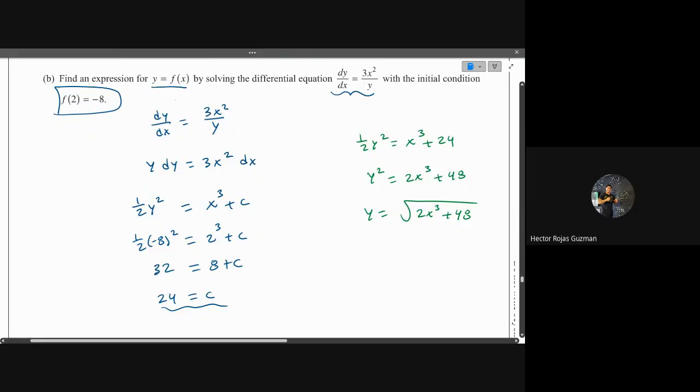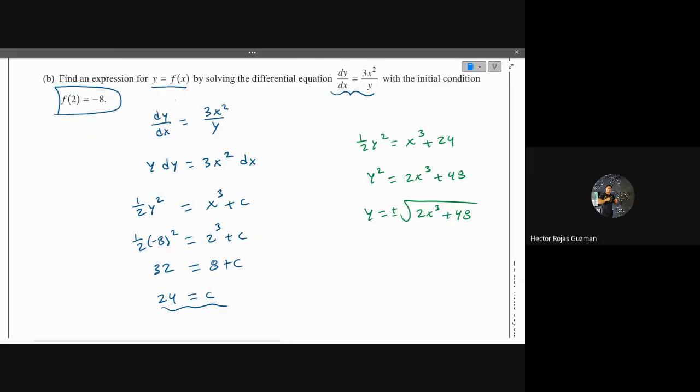But when you take a square root, you get positive or negative. And here my point has a negative y value. So your answer should be negative square root of 2x to the power of 3 plus 48. Once again, because of the negative 8. Oh, I barely finished. All right.